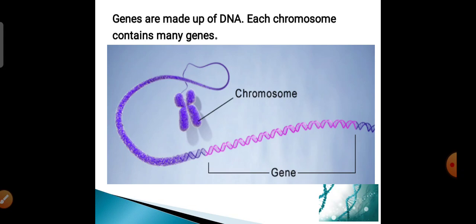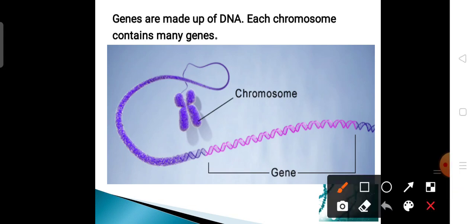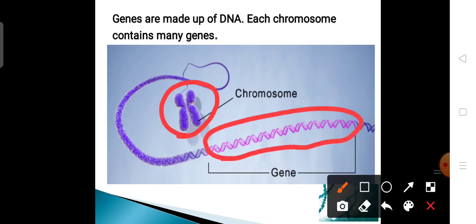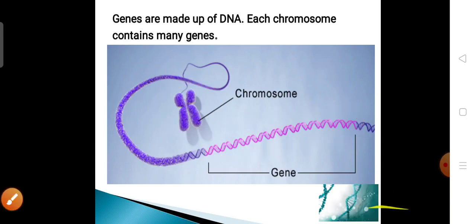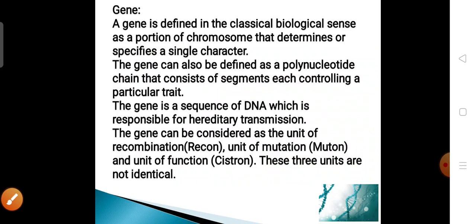So, in this diagram, this is a chromosome, and each chromosome contains many genes. We've shown a chromosome containing so many genes. So for example, this is a gene, so it's a segment of DNA. Now let us discuss what a gene is.